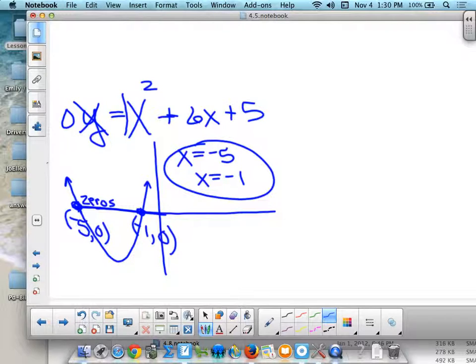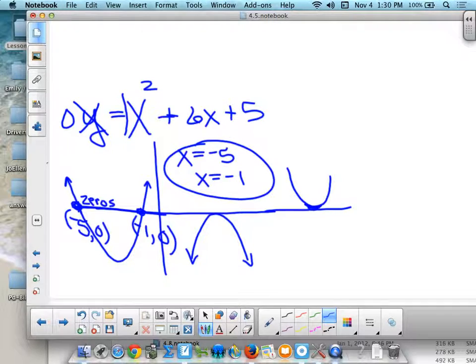Now, did you guys hear Nick? Nick said a parabola hits the x-axis in 2 spots. Sometimes it doesn't. Sometimes it hits it only in 1 spot. What would the parabola look like? The vertex would be on the 0, hitting the x-axis in how many spots? 1. It could go down or it could go up, right?